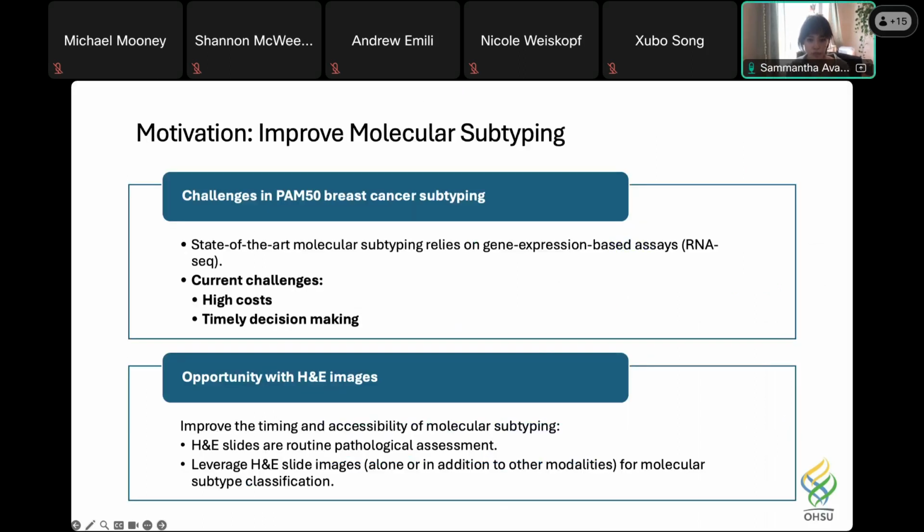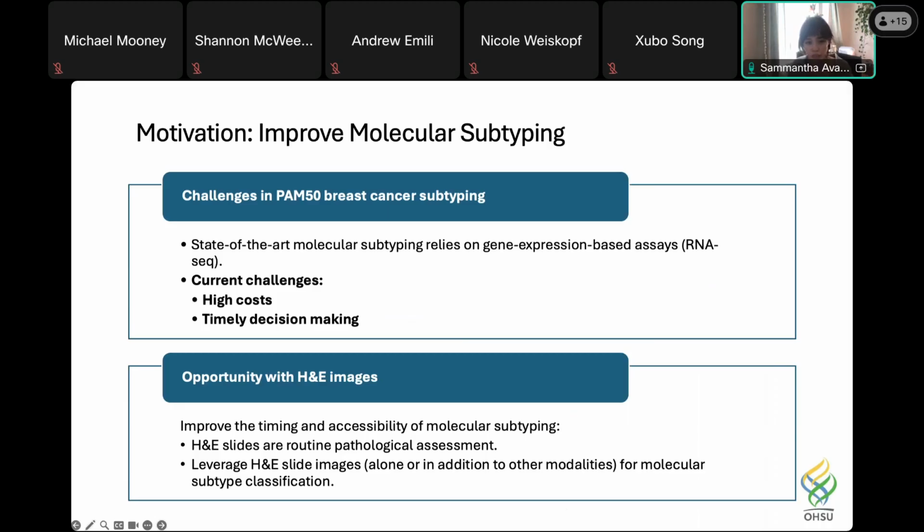And so, as I just highlighted, while the PAM50 assay is a critical tool to determine patient prognosis, as well as guide treatment decisions, there are challenges associated with this subtyping method, including high costs, as well as causing potential delays in treatment initiation. And so, based on the concept that tissue is the product of underlying molecular interactions, using H&E slide images is a promising avenue to increase the accessibility of molecular subtyping.